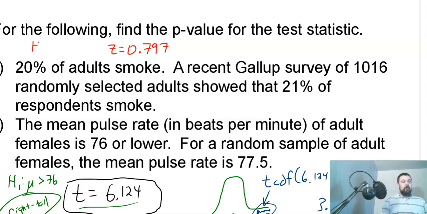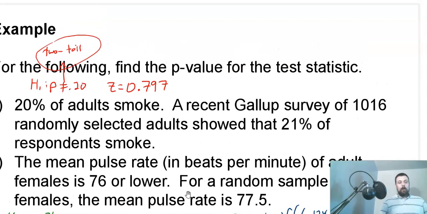Remember this one, the alternative hypothesis was p does not equal 0.20, so it was a two-tailed test, which means we want to find the area to the closest tail. All right, so let me make a little more room to draw a picture. We're going to draw a picture of the normal distribution.